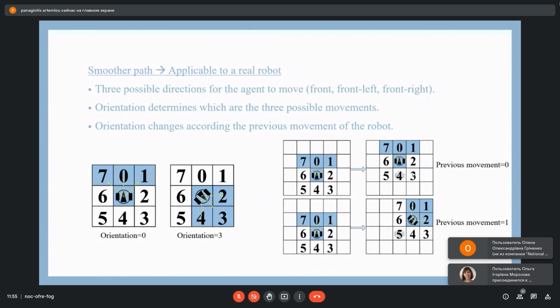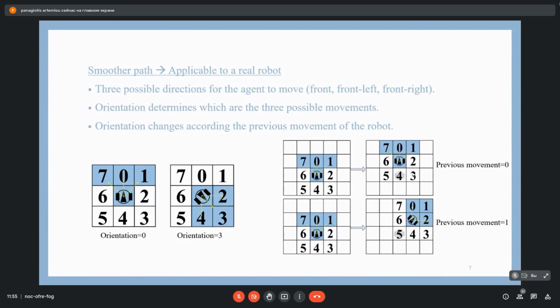As you can see on the left-hand side, if the orientation is 0, the 3 possible movements are 7, 0, and 1. And if the orientation is 3, for example, the possible movements are 2, 3, and 4. The orientation itself changes according to the previous movement of the robot. If the previous movement of the robot was, for example, 0, the orientation remains 0. But if the previous movement was, for example, 1, the orientation changes accordingly.